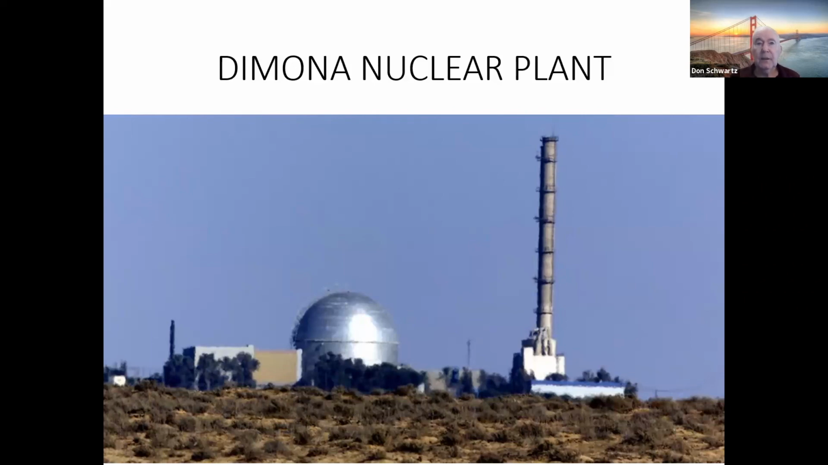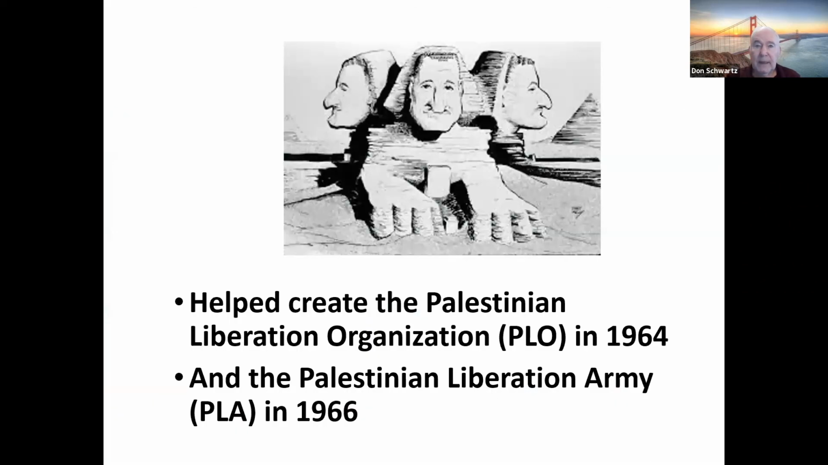And Nasser seemed unwilling to go beyond pro-Palestinian pronouncements. Although in 1964, Nasser did help to create the Palestinian Liberation Organization, known as the PLO. And in 1966, he helped to create the Palestinian Liberation Army, or the PLA. But those bodies were strictly controlled by Arab nations, not by the Palestinian people.